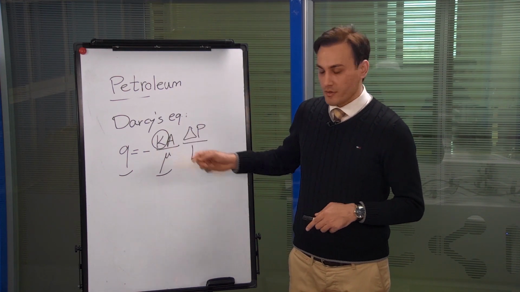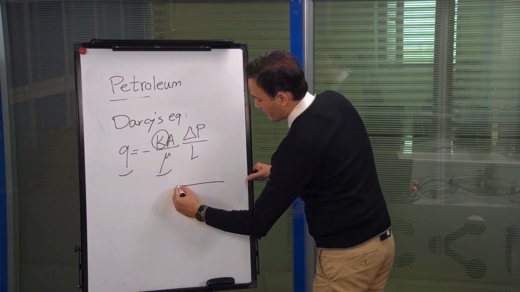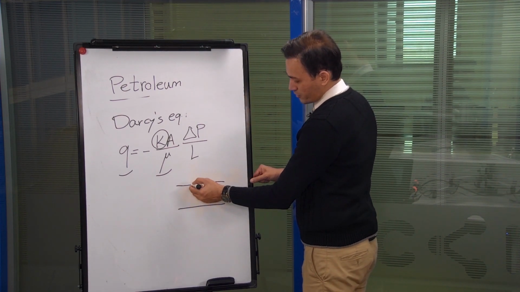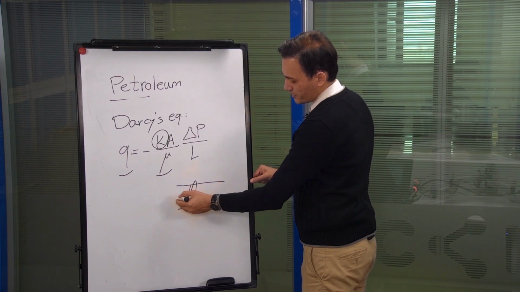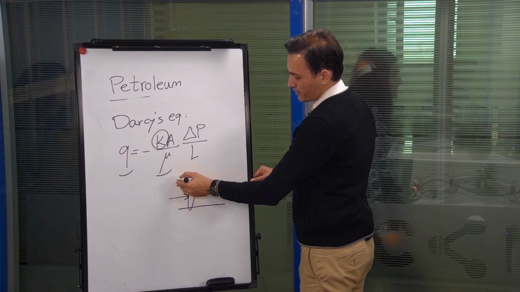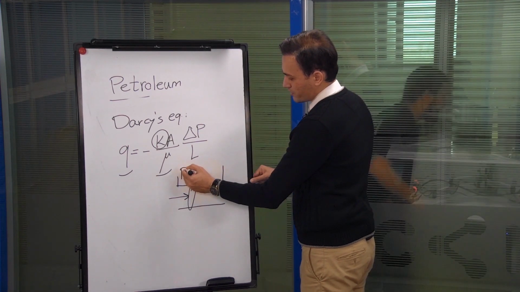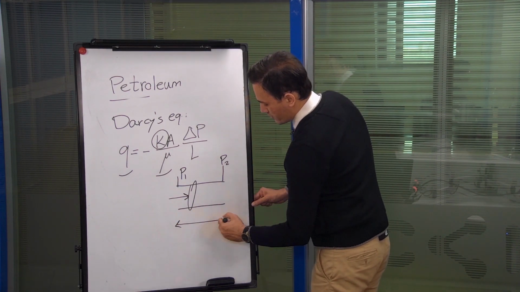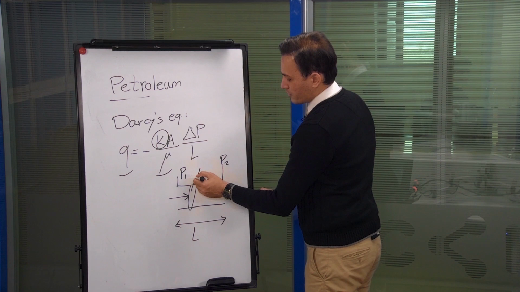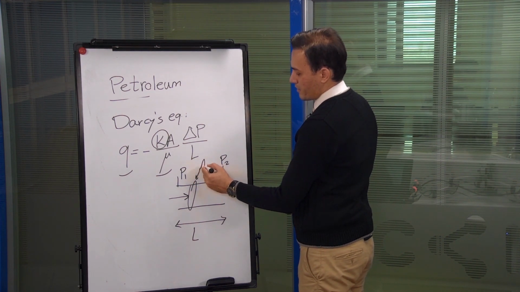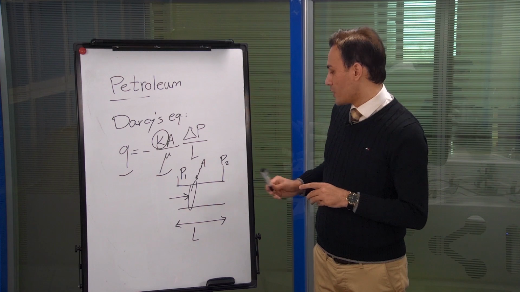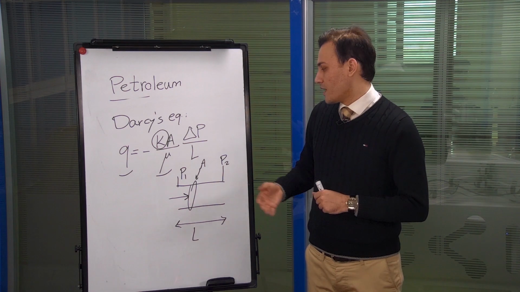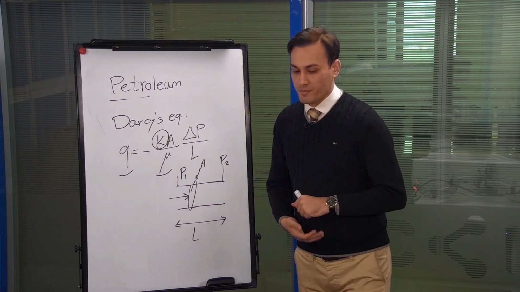A is the cross-sectional area. So if we have a pathway like this, the cross-sectional area will be the area perpendicular to the flow. The flow is happening from P1 to P2, so the flow is in this direction. This will be L, and this will give us the cross-sectional area, A. So we need all of these things, and we can put them in the equation and get the value of our unknown.